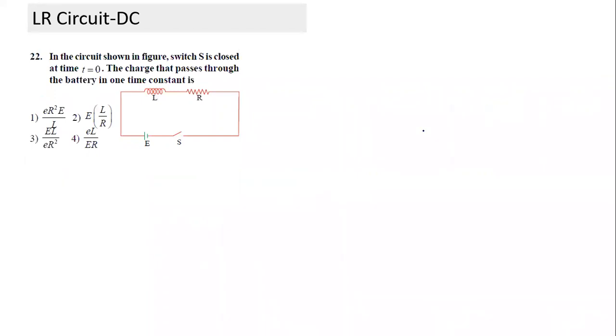Next one. How do you calculate the charge that passes through the battery in one time constant? How do you calculate the charge that passes through the battery in one time constant? Advay?